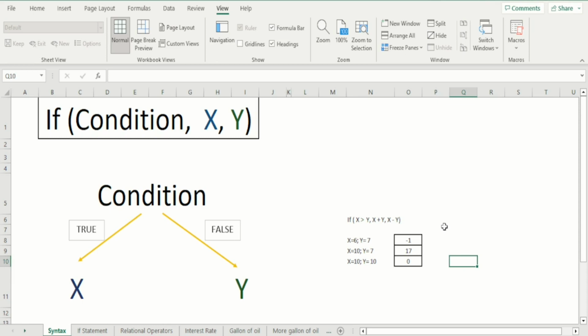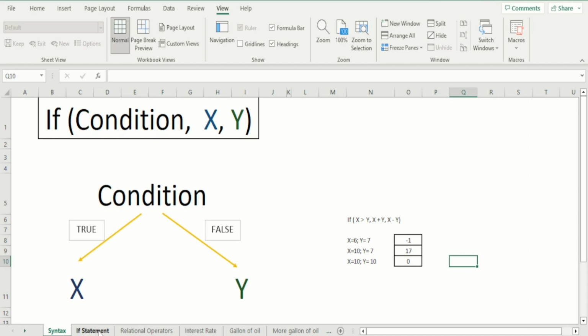You always start off the function by specifying a condition or a combination of conditions. If that condition is satisfied, what you can expect is the second parameter, which is x, and if it is false or is not satisfied, then what you can expect is the third parameter, y.